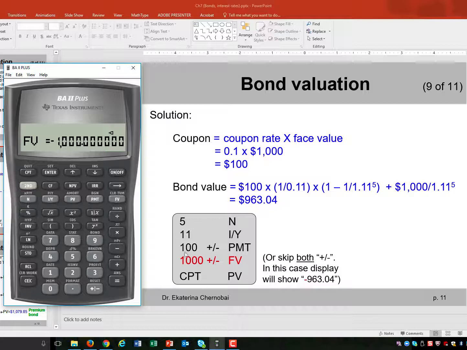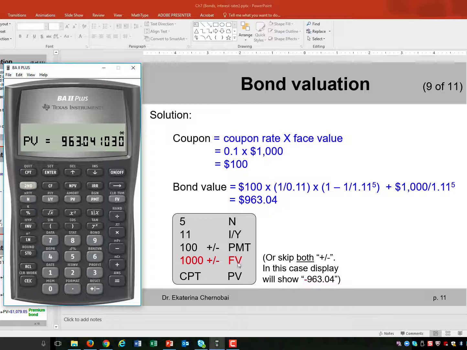And then in no particular order, you enter the discount rate, 11%, which is also known as the yield to maturity when we talk about bonds. So I press 11 IY and 5 for N. 5 is how many coupons there will be between now and the maturity date. So 5N. And we want to compute the present value of this bond. $963 and a little bit more than 4 cents, right?